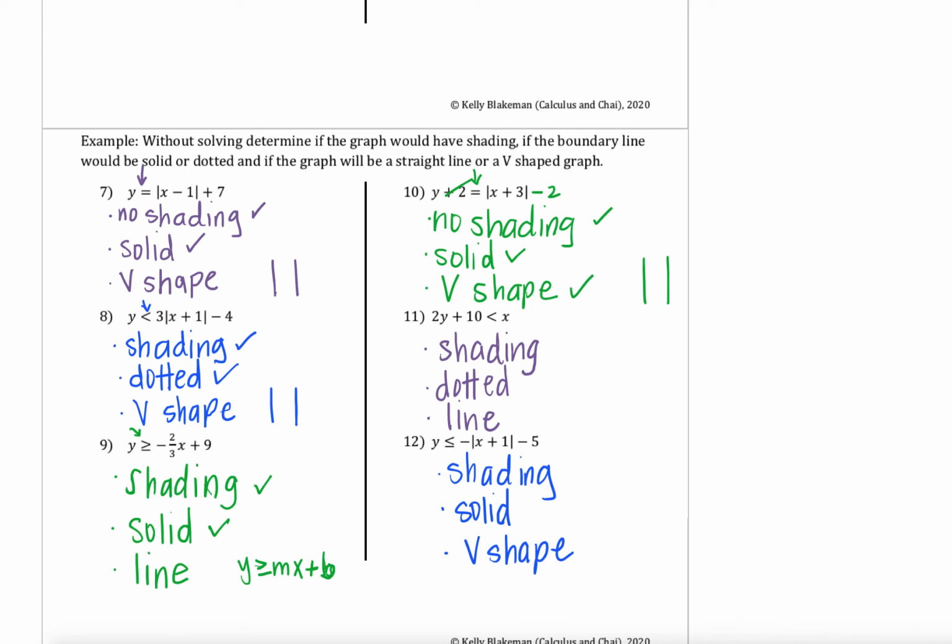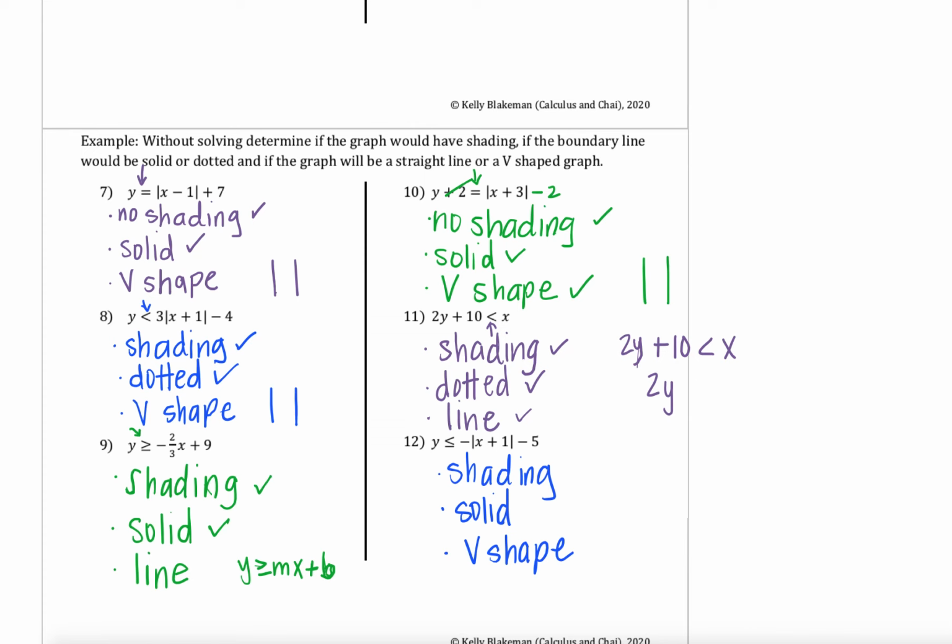In example 11, we have 2 times y plus 10 is less than x. So in this case, we do have shading since we have that inequality sign. That inequality sign doesn't have an equals to bar, so we will have a dotted boundary line. And in this case, we're back to having a straight line again, because although y is not isolated, I could take this equation of 2y plus 10 is less than x, and I could solve for y.